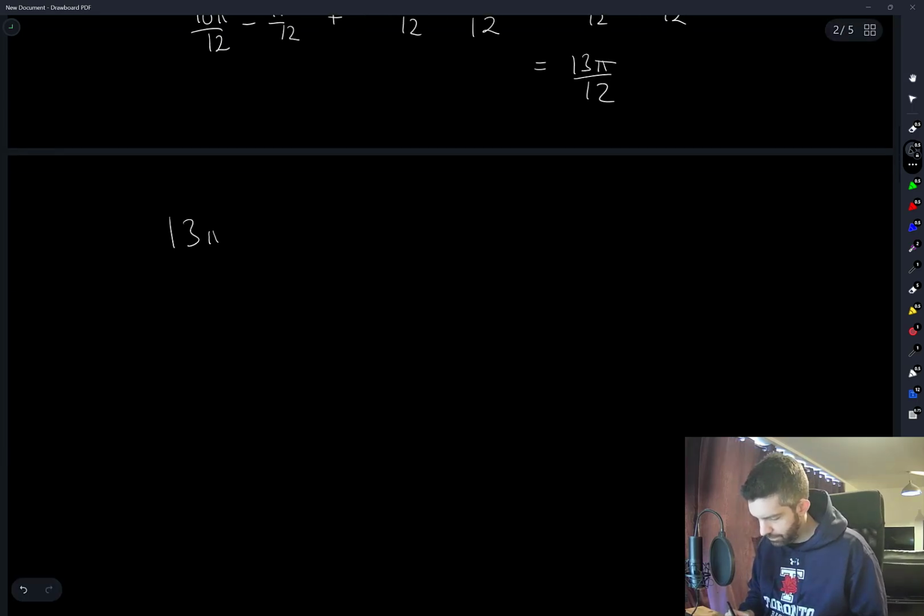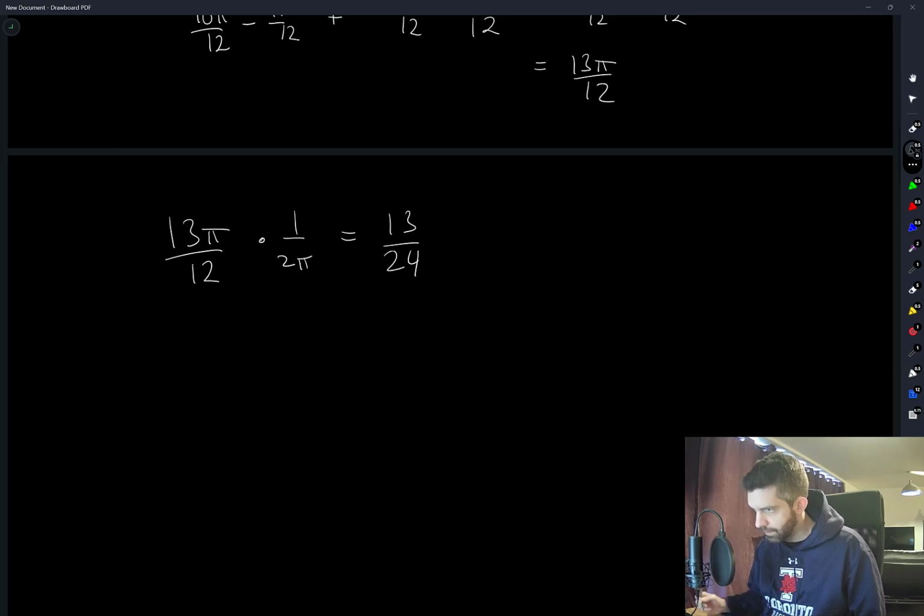So I have 13π/12 divided by 2π. So this is 13/24. Is that one of the options? Yes, it is. So the answer I get here is option B, 13/24.